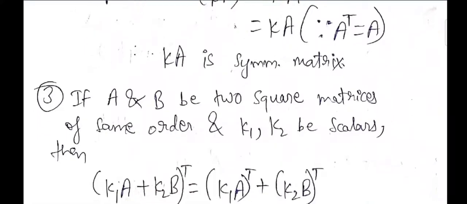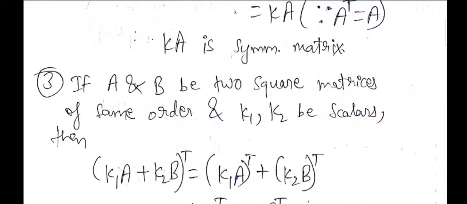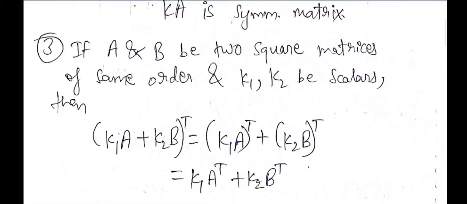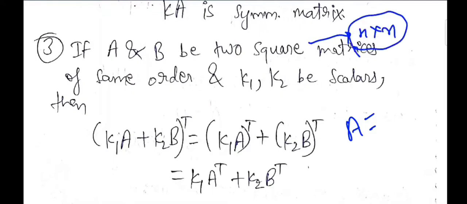If A and B are two square matrices, suppose A and B are two square matrices of the same order. What does it mean by square matrices? It will be of the n cross n form. Its order will be of the form n cross n, or m cross m also you can say. That will be a square matrix, where the number of rows will be equal to the number of columns.